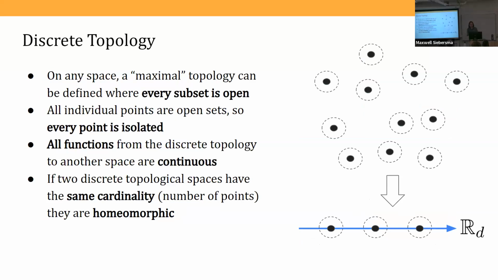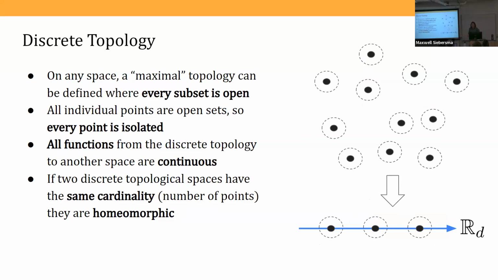Now, the main topology I work with in this thesis, or at least probably the most important one, is the discrete topology. On any space, you can just say, okay, I want my topology to be every single subset of the space. That is called the discrete topology. That also means that every singleton point is an open set, which means that they're all isolated points, because you can always isolate them in neighborhoods.